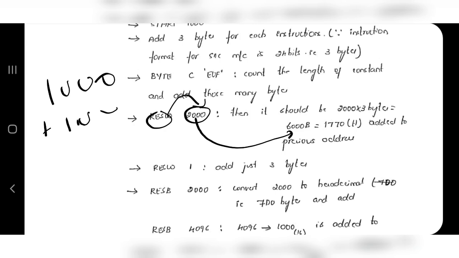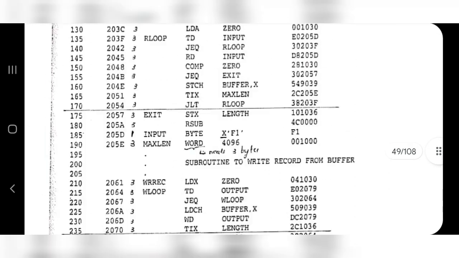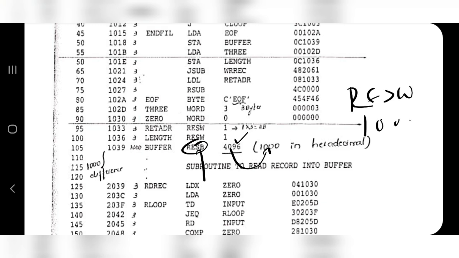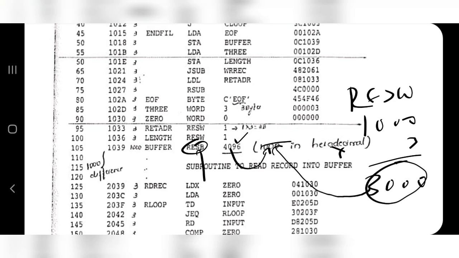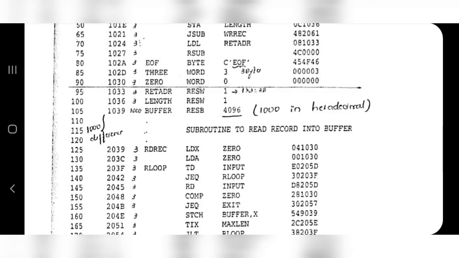So if we see an example, it's where we had added 1000 here. It is actually RESB. So 4096 was directly converted into a hexadecimal value and added because it's already in bytes. But if it was RESW, if it was 1000, we would have multiplied 1000 by 3, and it would be 3000. Convert 3000 into a hexadecimal value and add that many. Instead of 1000, we'll be adding 3000. That's the difference between RESB and RESW.